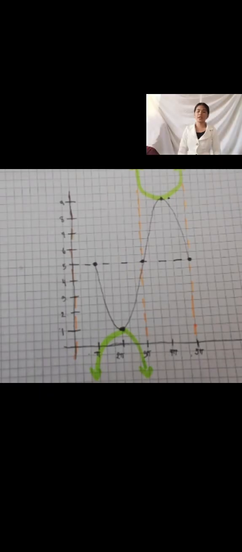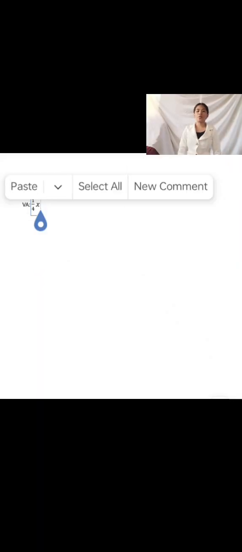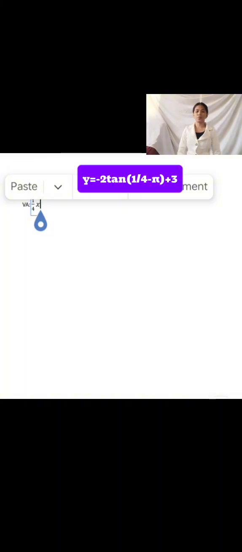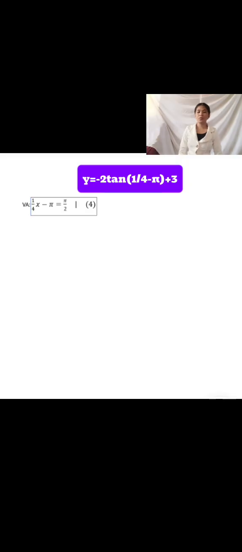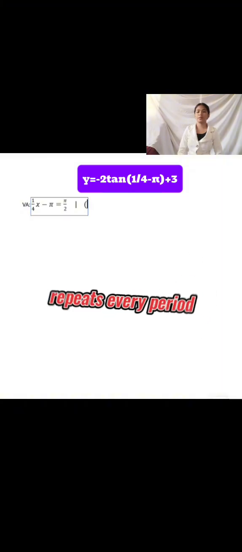So the equation is y equals -2 tan open parenthesis 1/4 x minus pi close parenthesis plus 3. So the parent function is tangent. So y equals tan x. So the tangent graph always has a vertical asymptote, repeats every period, and has a range of all real numbers.